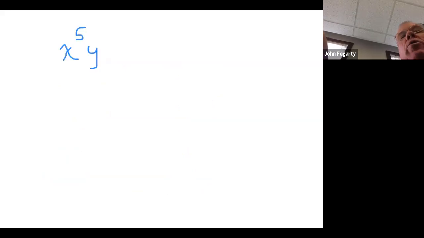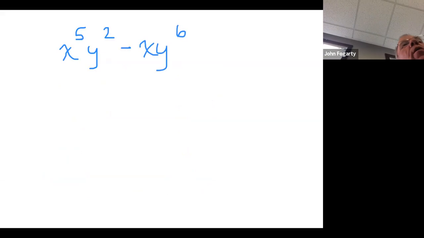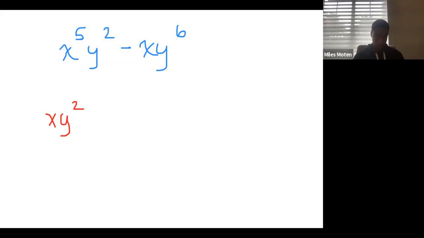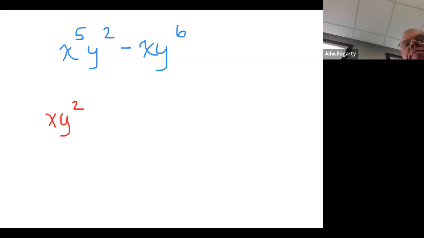All right, let's give you another one. This is going to give you a little more steps, right? X to the 5th, y squared, minus xy to the 6th. All right. Well, I simply look at that and I go, ooh, that's a GCFer, right? What's the GCF between those two terms? I look at the x. I got x to the 5th and x to the 1st. What's the smaller number? X to the 1st. I got y squared and I got y to the 6th. What's the smaller number? Y squared.